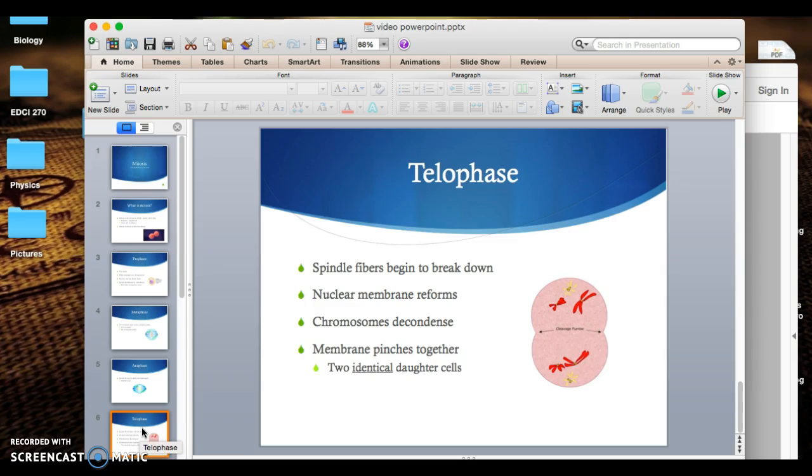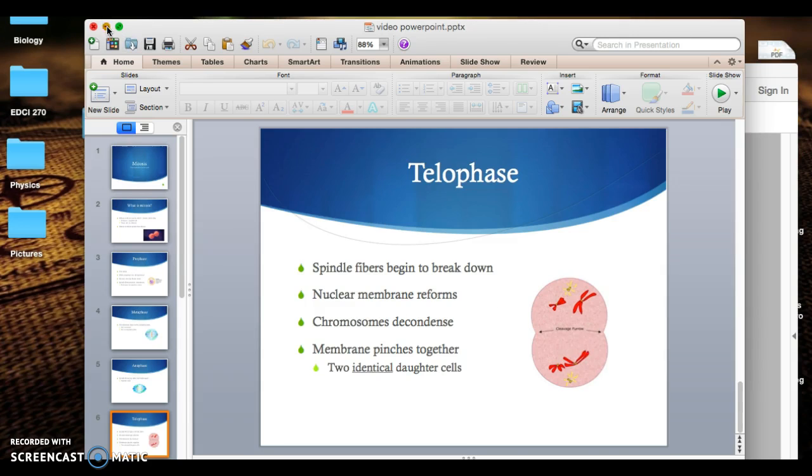Lastly, we have telophase. Spindle fibers start to break down. We have the nuclear membrane formation, so that packs the chromosomes back up in the nucleus. The chromosomes begin to decondense and go more into that loose DNA structure. And then the membrane pinches together. This is called a cleavage furrow, and this is where cytokinesis occurs. Some people say it's a separate stage of mitosis, but you don't have to worry about it. Just know that the membrane pinches together, and then these cells separate, and you have two identical daughter cells.